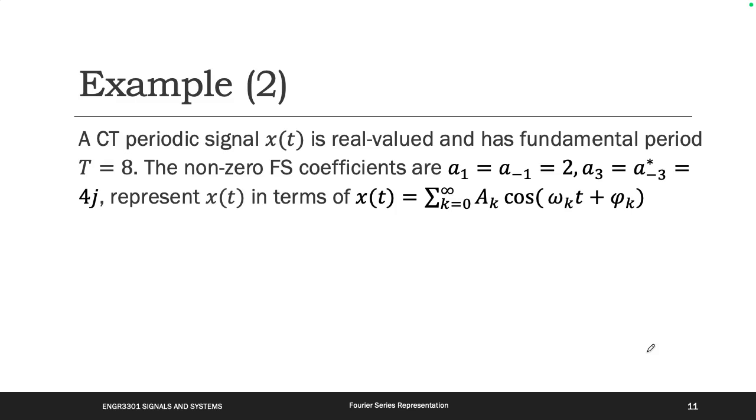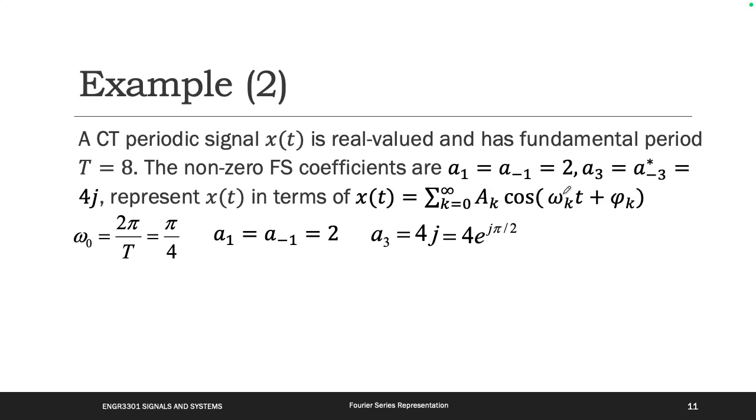The non-zero Fourier series coefficients are a1 equal a negative 1 equal 2, a3 equal a negative 3 complex conjugate equal 4j. Represent x(t) in terms of cosine, which means you need to use the Euler equation to convert the complex exponentials to sinusoidal signals. Okay, let's review. We know omega equal 2 pi over T, and a1 equal a negative 1 equal 2, a3 equal this one. And do you know why this one? So why not this one?